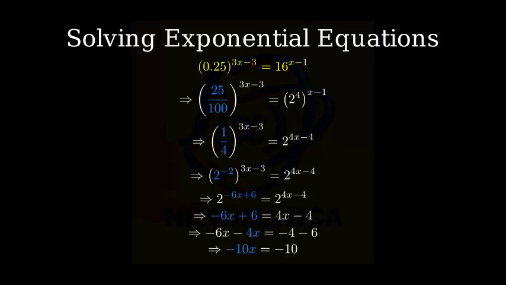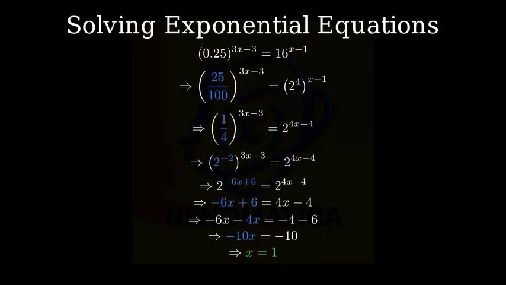Let's combine like terms. Negative 6x minus 4x equals negative 10x. And negative 4 minus 6 equals negative 10. Finally, we can solve for x by dividing both sides by negative 10. So x equals 1, which is our answer.